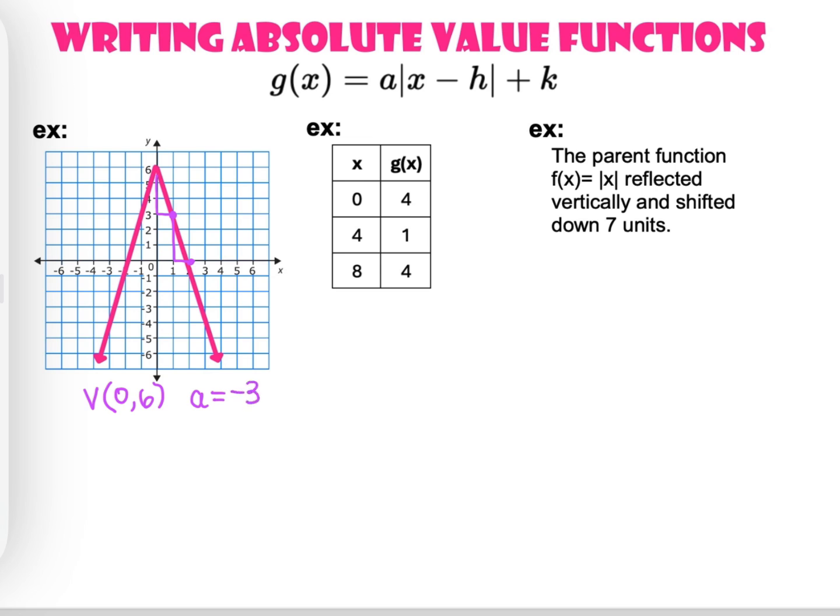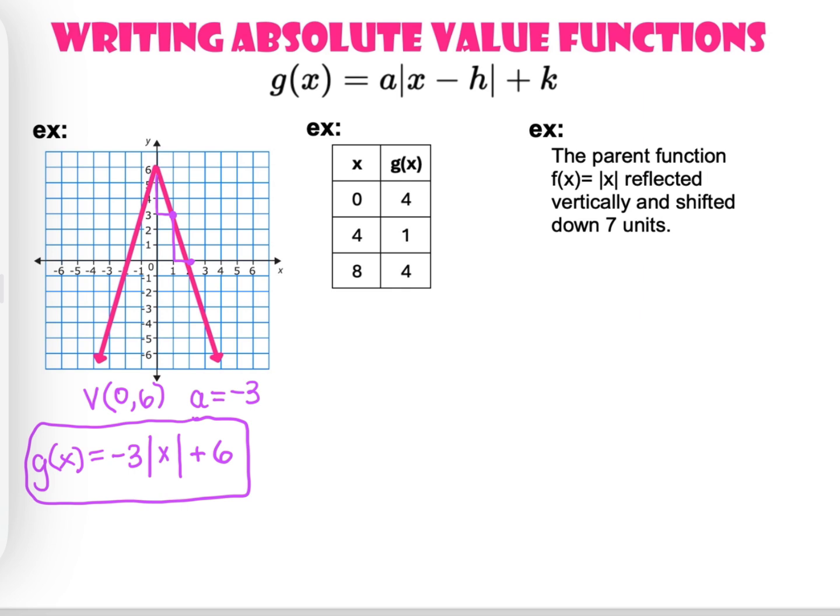And then we're just going to plop it into this function. So they're asking us to write the function. A value is -3. The h is 0, so you could write x minus 0, or you could just leave it as x. And then that 6 goes on the outside since it's a y value. And that's all you have to do to write that equation.